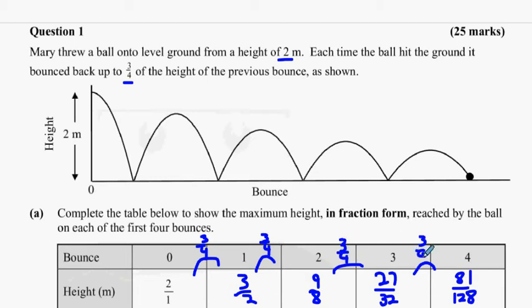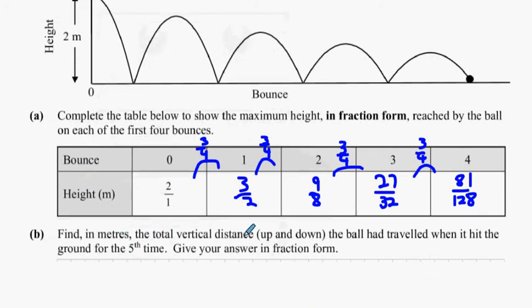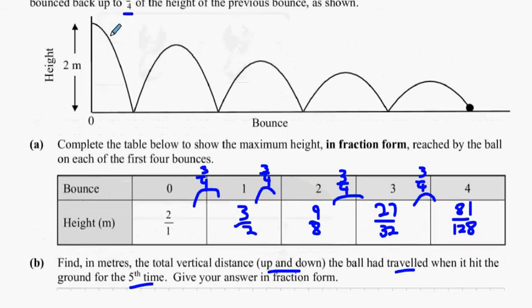Okay. So find in meters the total vertical distance up and down the ball had traveled when it hit the ground for the 5th time. Give your answer in fraction form. So the 5th time. Well, what we can say here is that it's going to be 2. First, second, third, 4th bounce, 5th bounce.